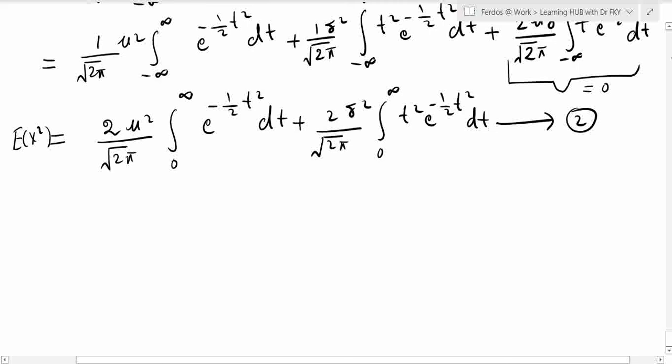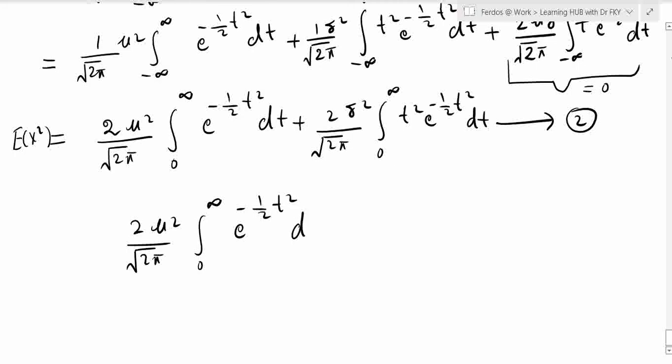Now you can take this one, the whole one, 2 mu square divided by 2 pi, integral from 0 to infinity of e power minus 1 divided by 2 t square dt. You can use the substitution as we did already and solve this.